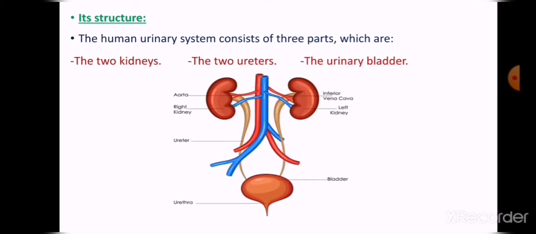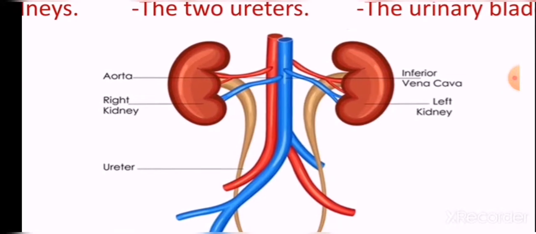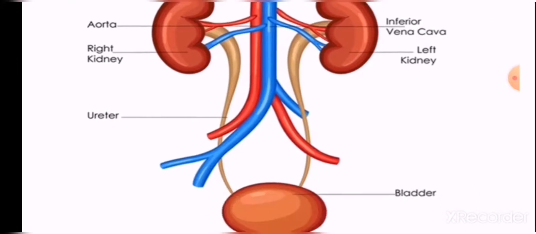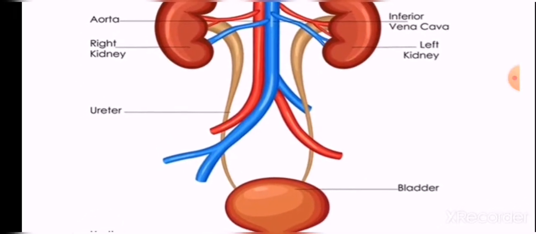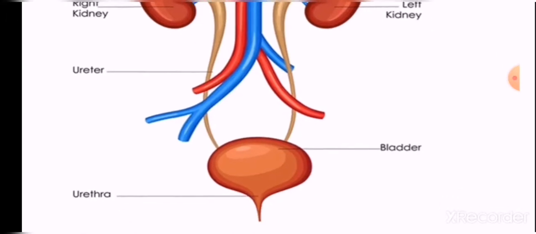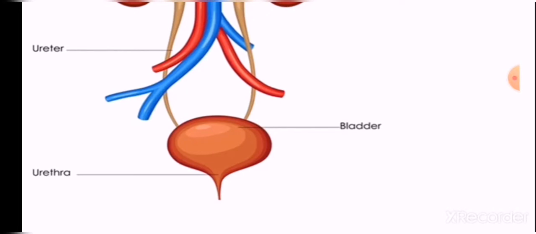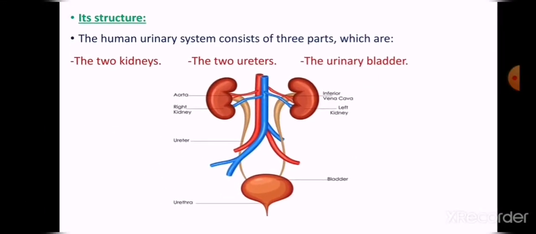So, what is the structure? The human urinary system consists of three main parts, which are two kidneys, like this. They are two kidneys, right kidney and left kidney. Two ureters. The yellow tube is called ureter. And the urinary bladder. This balloon-like sac is called the urinary bladder. So again, it consists of two kidneys on both sides and two ureters, tubes that extend from each kidney to the urinary bladder.